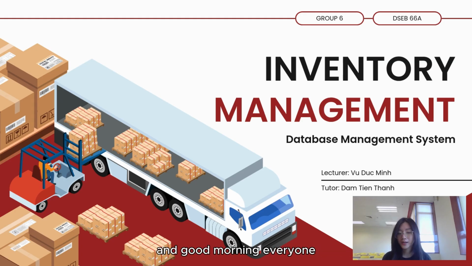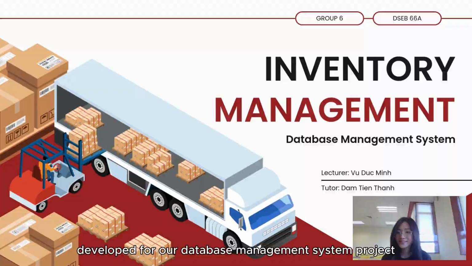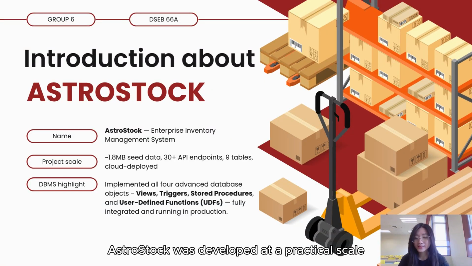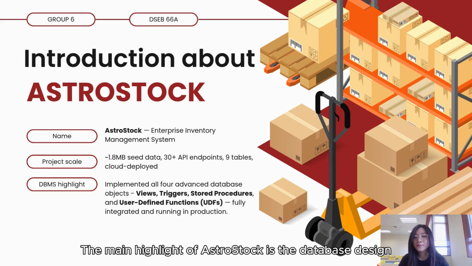Good morning, everyone. Today, our group will present AgileStock, an enterprise inventory management system developed for our database management system project. AgileStock was developed at a practical scale with around 1.8 megabytes of seed data, more than 30 API endpoints, 9 database tables, and cloud deployment. The main highlight of AgileStock is the database design.